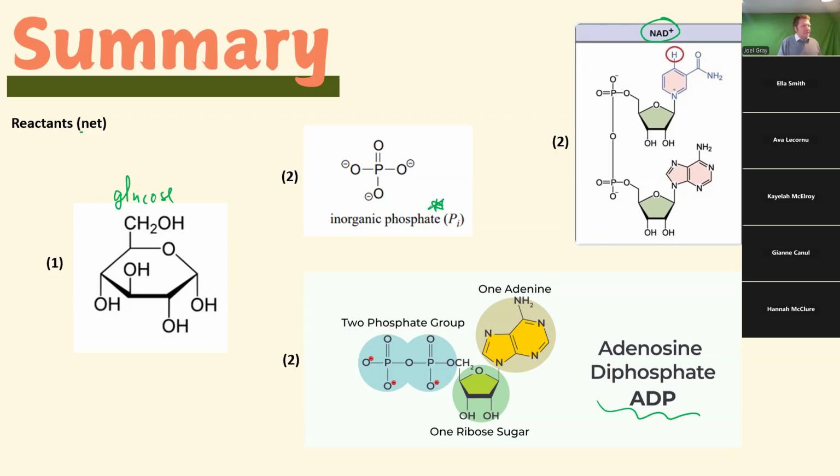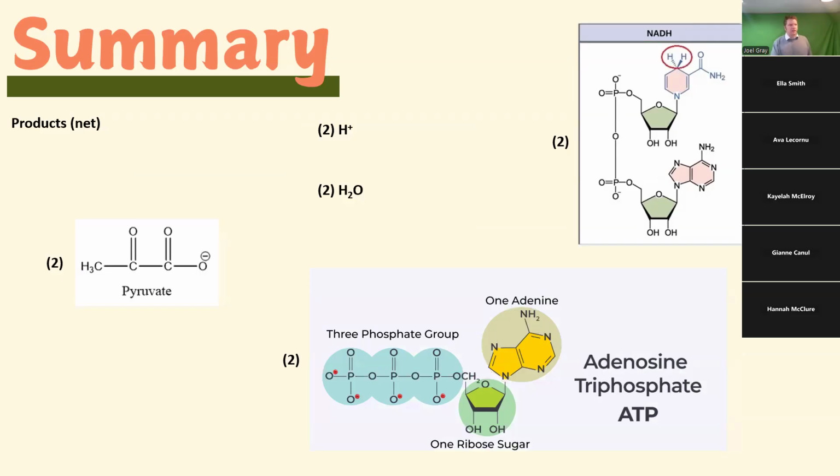The key here is the net investment. Then what are we going to get out of this? Well, we're going to get 2 ATP, 2 pyruvate, 2 NADH, 2 waters, and 2 protons. Now, it's important to be able to reconcile this with what we've previously seen. And this word net, think about this almost like an accounting term. I always think about glycolysis as, well, you invested some capital, you invested ATP.